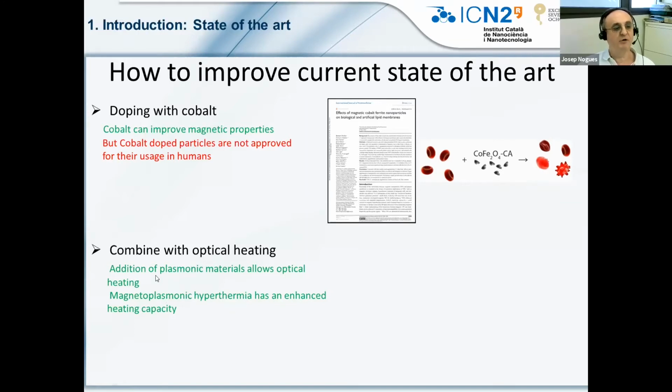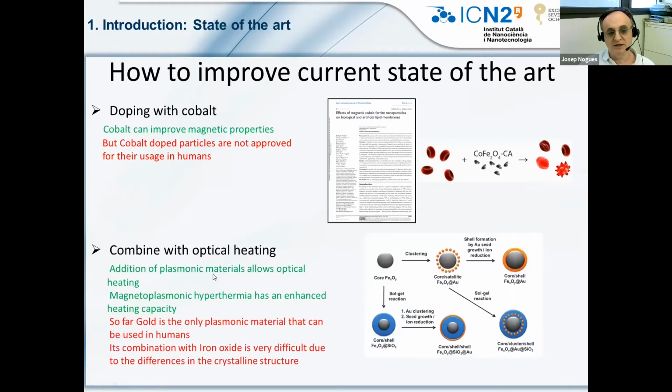In the case of combining optical heating and magnetic heating, this can be done, but the problem is that iron oxide and gold, which is the only plasmonic material that can be used in humans, are very difficult to combine because they have very different structures. So usually the final properties are not as good as the individual properties of the two materials. So is there any other way to improve the properties?